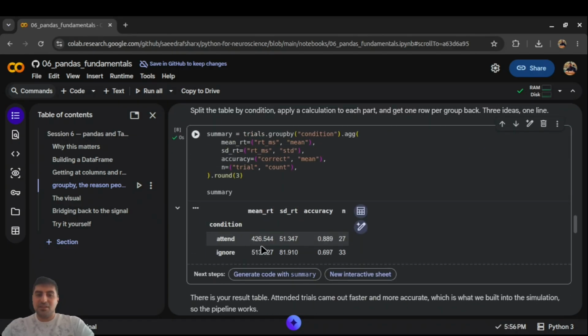Recreated the dataset, calculated what we wanted from it, and reported back as summary. And there is your result. Mean reaction time per condition. I swear, if you were in charge of gathering the data, actually reporting this would be a major part of your basic analysis. The spread, the accuracy, and how many trials went into each. So, attended trials came up roughly 70 milliseconds faster and considerably more accurate, which is what I built into the simulation. So this really tells us that the pipeline works, because I intended it to be this way.